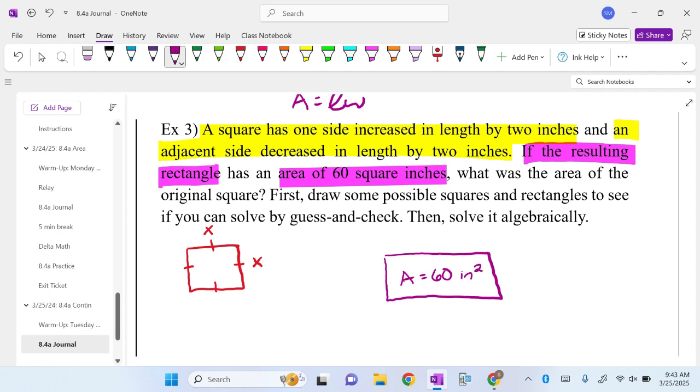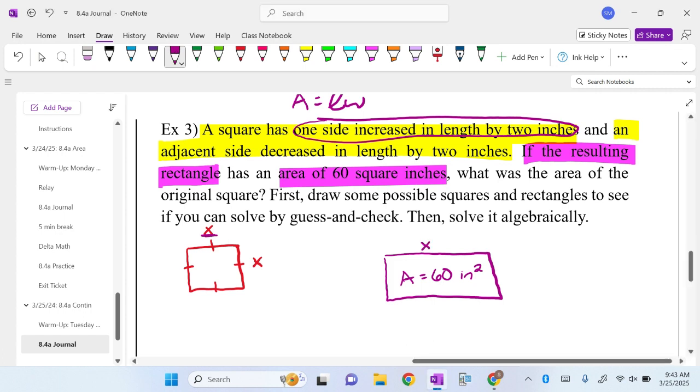So let's decipher the first part of what they said. So one side got increased in length by 2 inches. So one side of the square got increased in length by 2 inches. What does that mean I need to do? Add 2 to what? Or what's the value for the length? Just X. All right. So we're going to take this X and we're going to add 2 to it. So we'll have X plus 2.